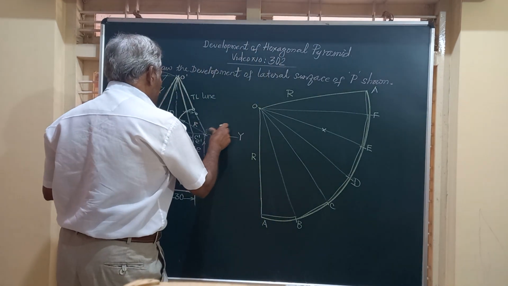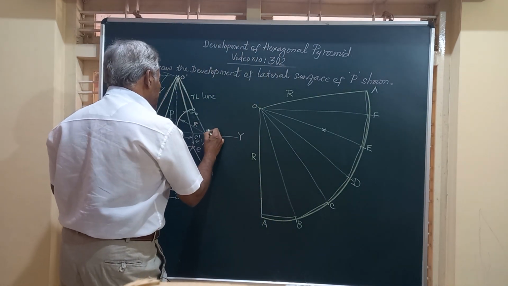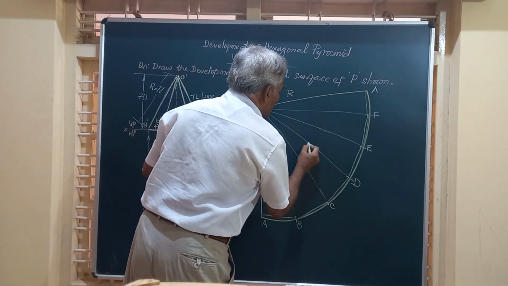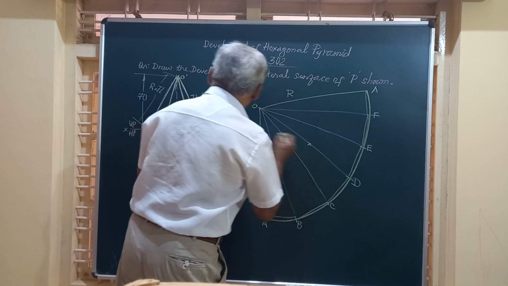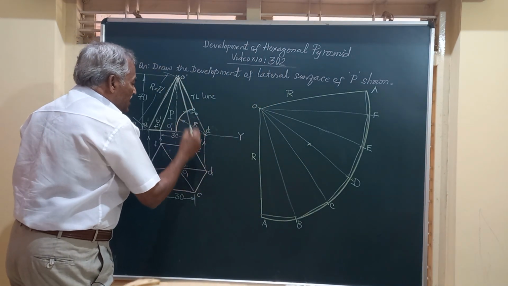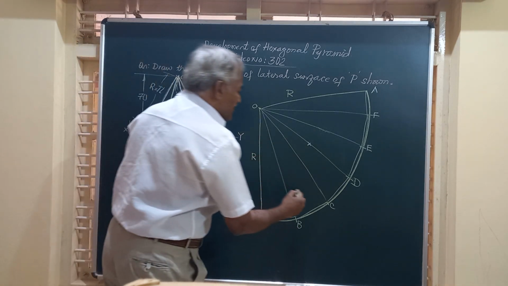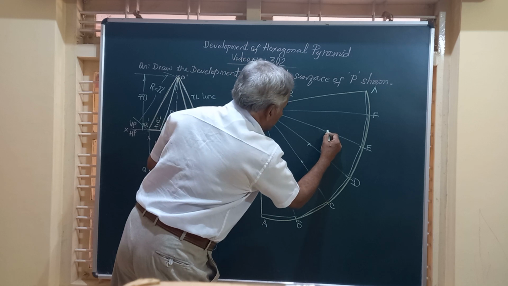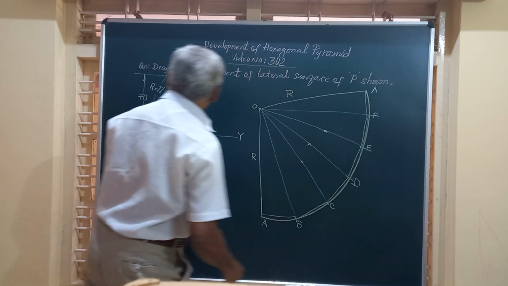So this was D. Made a small mistake. This is D. It should be. I should have done. Sorry. This is on the point D. This is OD. So now this is on OC and OE, a little below. Same distance is marked on this.